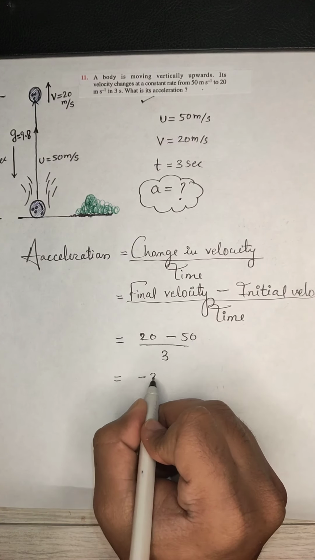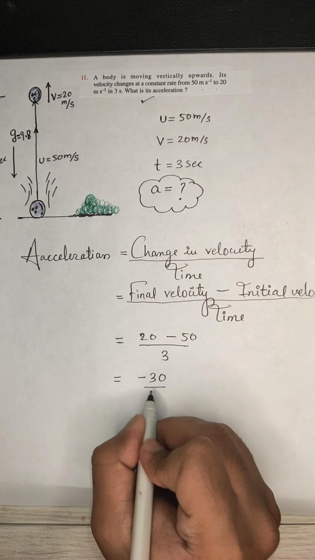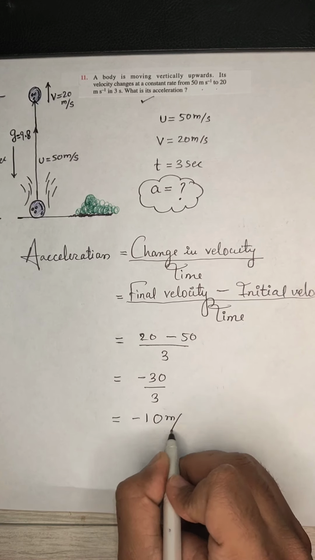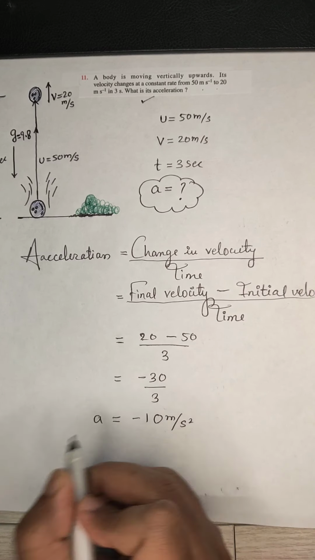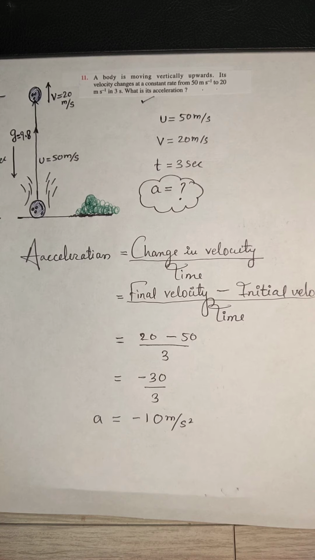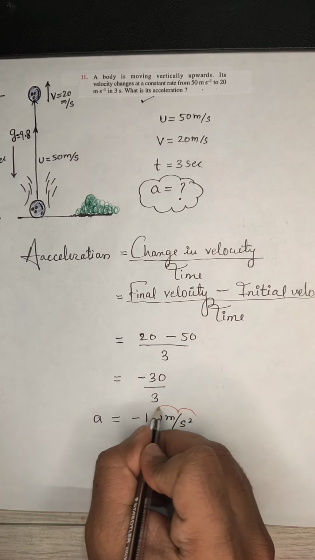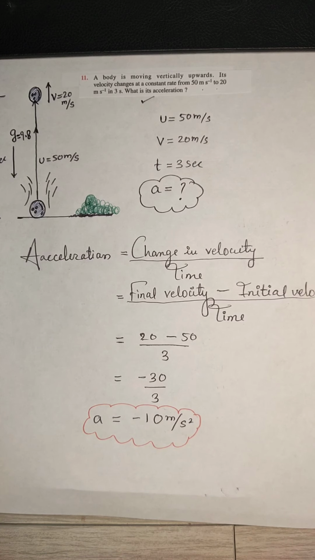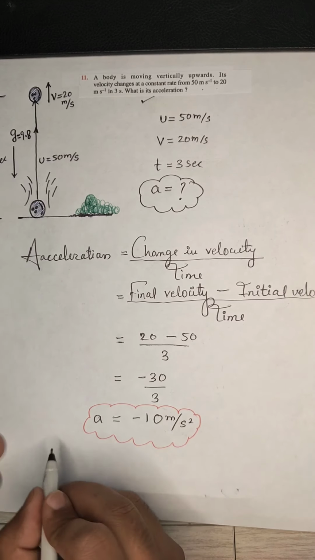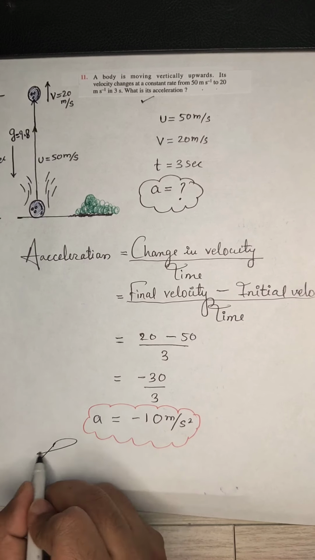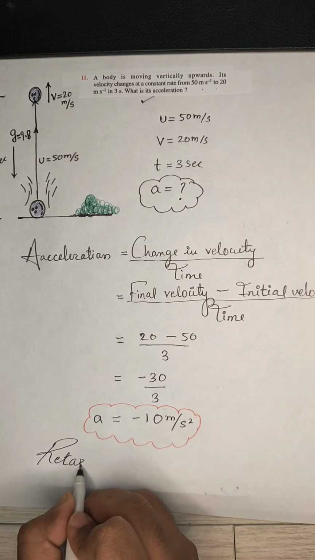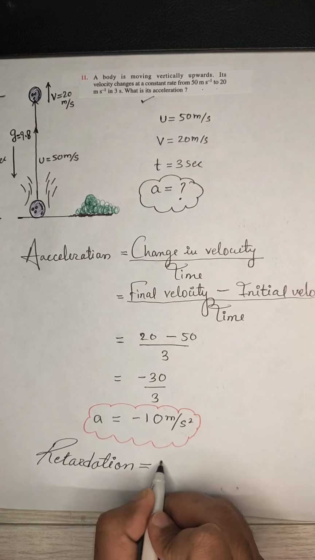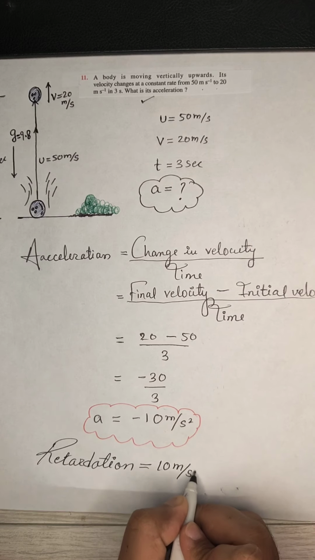20 minus 50 is what? Minus 30 divided by 3. So my answer should be minus 10 meters per second square. So basically the acceleration which we are getting here is a negative acceleration, or we can say that this negative acceleration is nothing but retardation. So retardation is equal to 10 meters per second square.